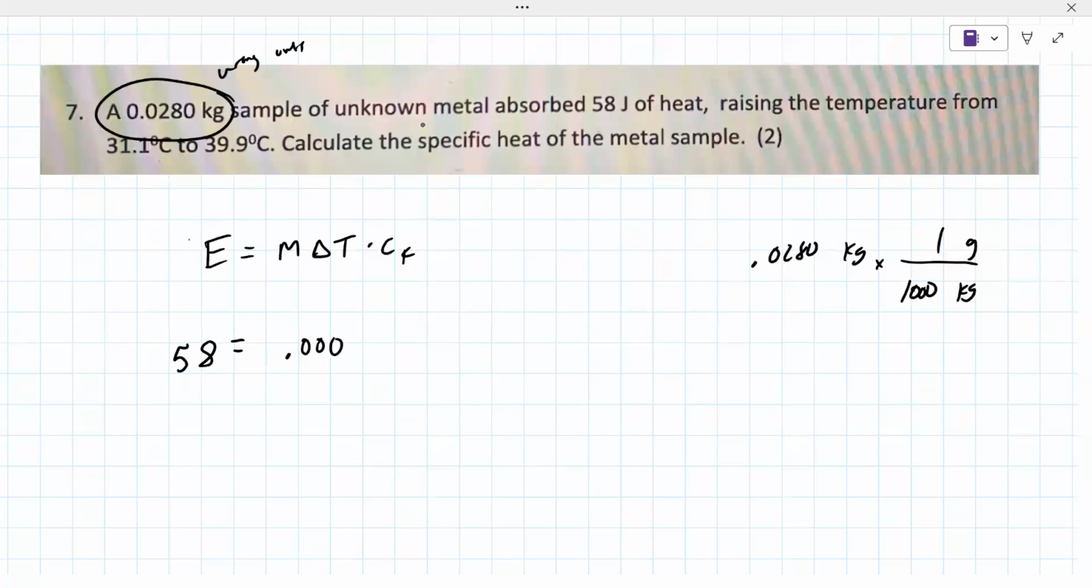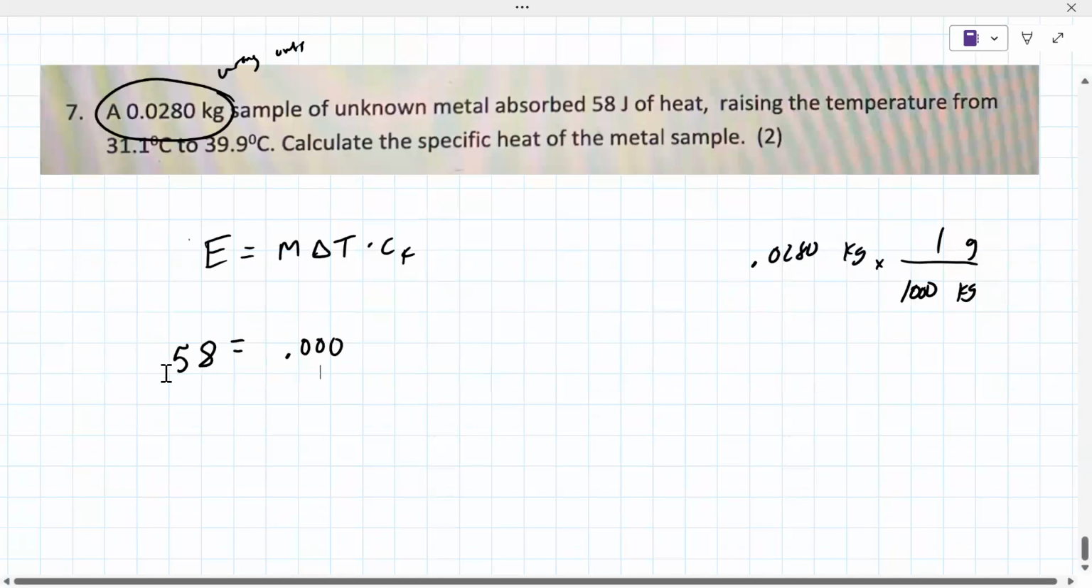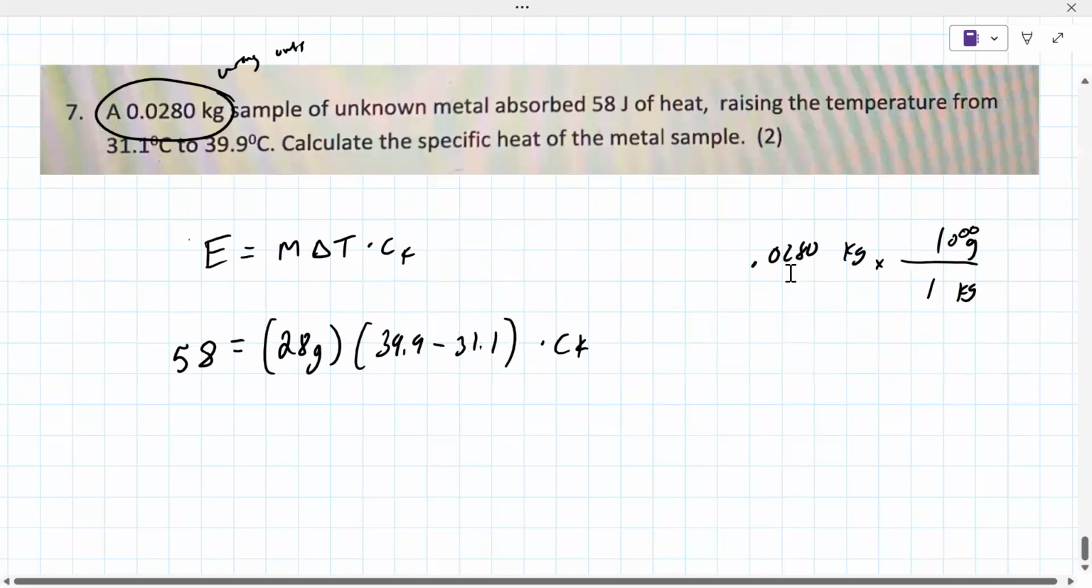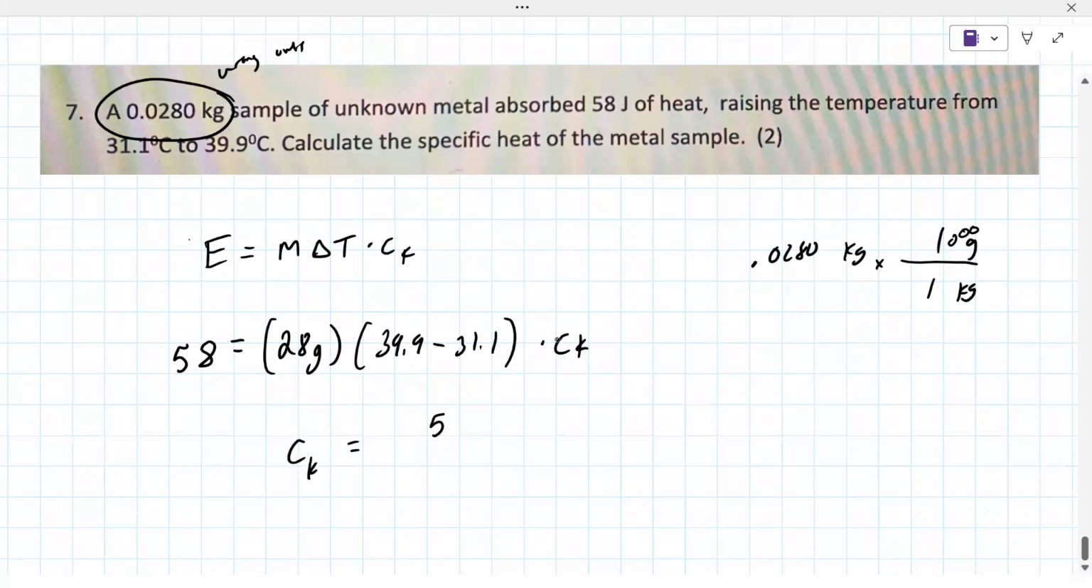No, I'm sorry, that's completely wrong. It's 1 kilogram is 1,000 grams. That doesn't look right, that's not going to be right. So 28 grams. Change in temperature 39.9 minus 31.1, times the specific heat. You have your choice: you can calculate the numbers on the right and multiply them, or do the whole calculation at once. If you do it all at once, be really careful about your parentheses, meaning you need an extra set around the bottom as well.